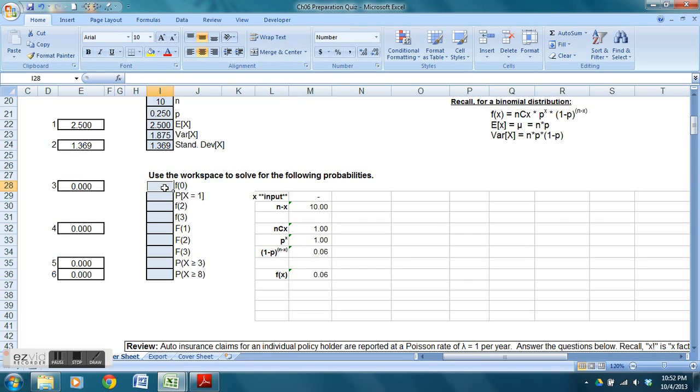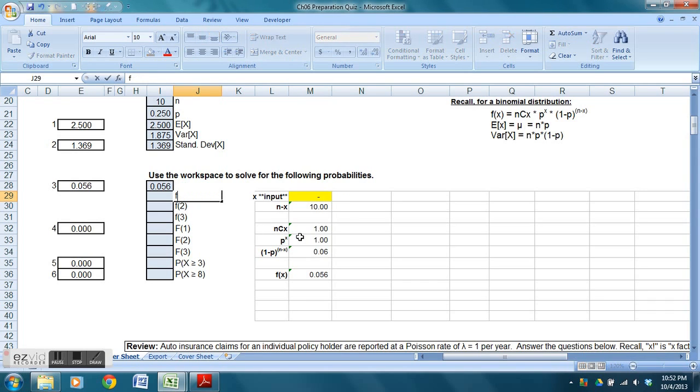Probability of f of 0 is 0.056. If we take this out one more decimal place, there it is. So in this problem, the only thing that was really our input is this x right here, and n minus x is just dependent on that. And so I like to put this in yellow too. That's the only thing that's really changing, since our n and our p don't change for these questions right here. So moving on, probability that x equals 1.